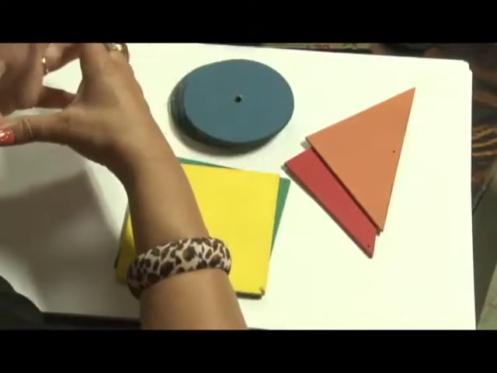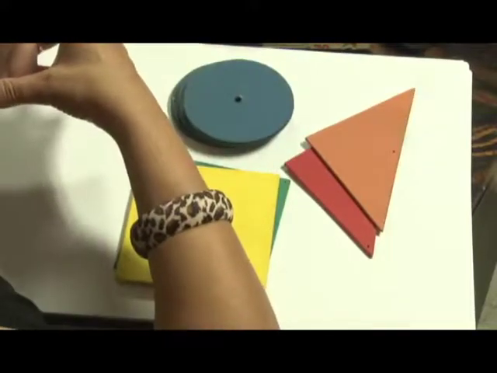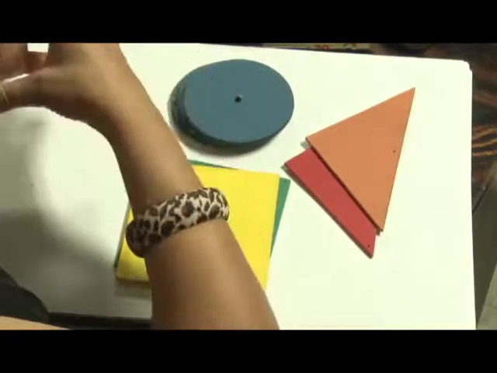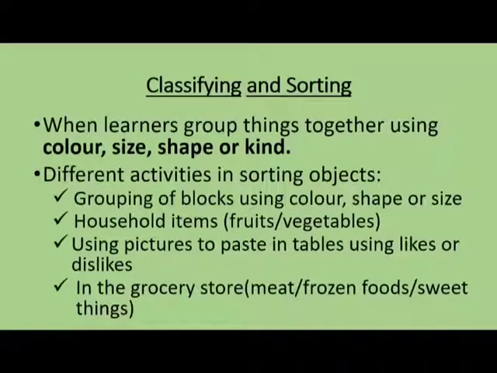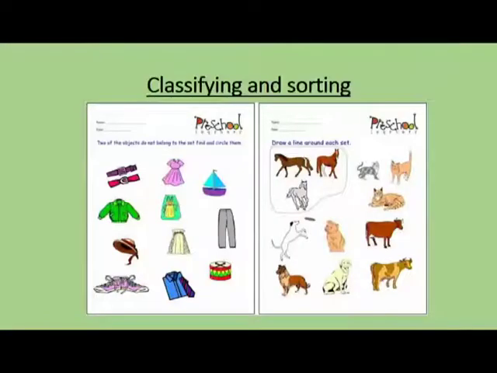Or if they go to the grocery store, if they go to the shop with their mother, they must just take note of what is in the meat section, what is in the frozen food section, what is in the sweet section, biscuits and all these things. So they can see in the shops, we also separate things, we classify, we group things all over. Everywhere we go in life, we group things. Alright, that is just a worksheet of what we can use, some examples of what we can use to help our learners with classifying and sorting.